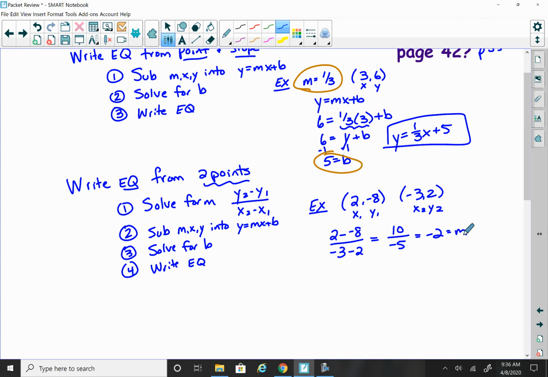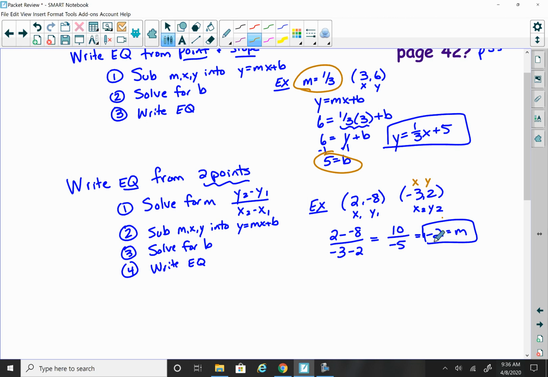Now I have a slope, and I can use this slope and one of those 2 points up above to substitute into slope-intercept form. Honestly, it does not matter which point you pick. Maybe just to be different this time, I'll pick this as my xy value.